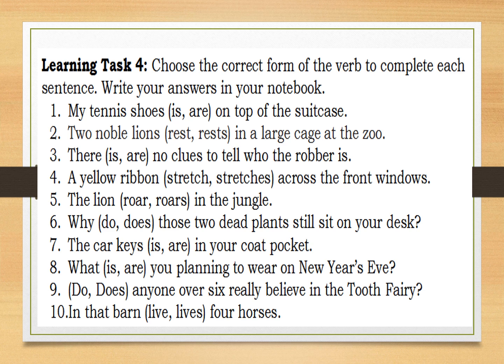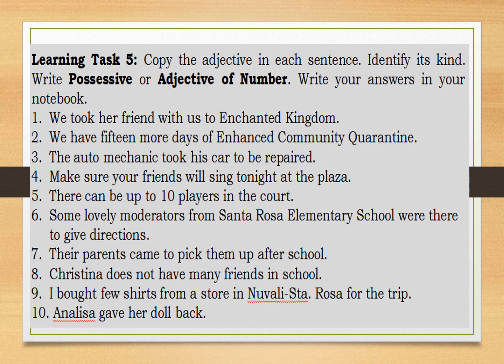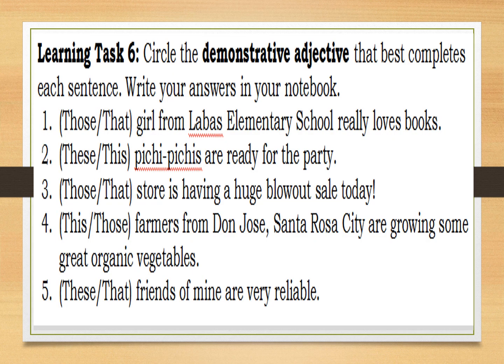Learning task 4. Choose the correct form of the verb to complete each sentence. Write your answers in your notebook. Learning task 5. Copy the adjective in each sentence and identify its kind. Write possessive or adjective of number. Write your answers in your notebook. Learning task 6. Circle the demonstrative adjective that best completes its sentence. Write your answers in your notebook.